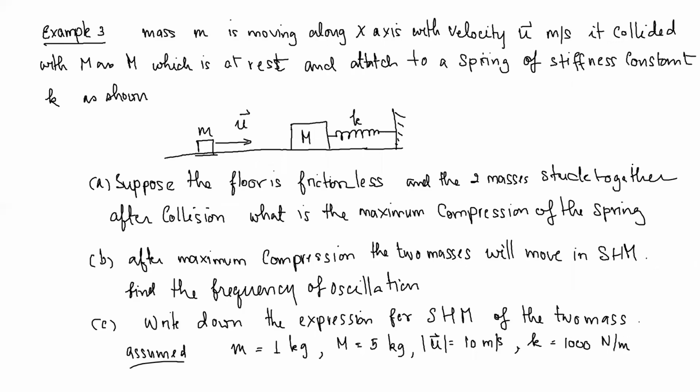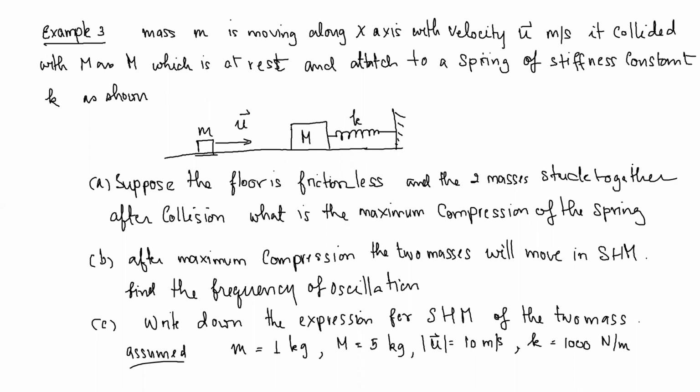Here's example 3, another one. I believe last time we spent too little time on it. A mass m is moving along the x-axis with velocity u meters per second. It collides with mass large M, which is at rest and attached to a spring of stiffness constant k, as shown. Suppose the floor is frictionless and the two masses stick together after collision. What is the maximum compression of the spring?